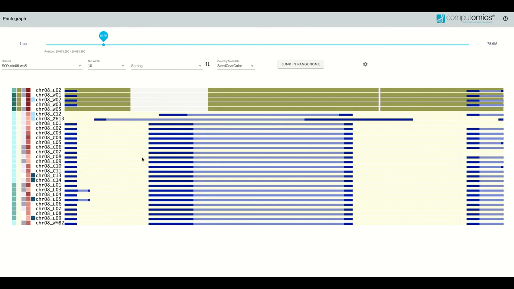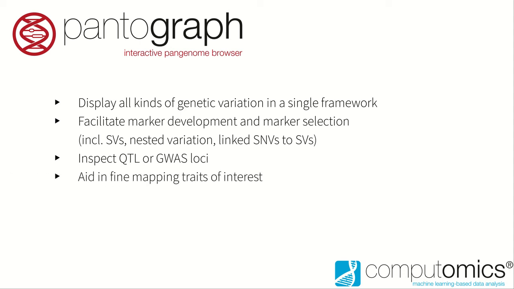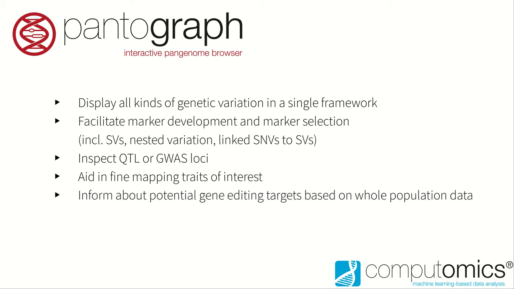This way, together with a display of one or multiple gene annotations, Pantograph offers a unique opportunity to inspect your QTL or GWAS loci to help fine mapping your traits of interest, or inform about potential gene editing targets based on whole population data.